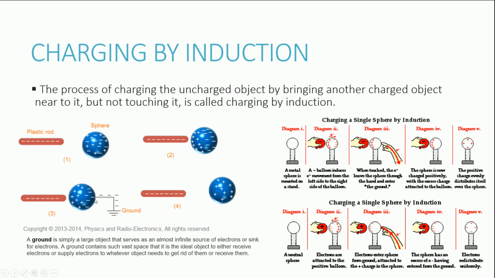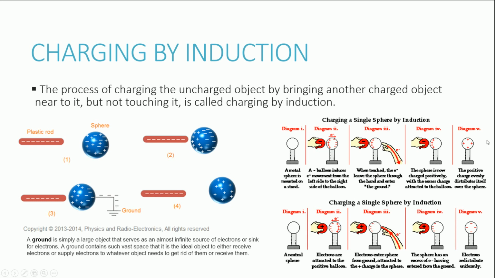Now, it doesn't necessarily have to be a wire that leads to the ground here. You can simply touch the sphere on the right hand side, and you as a person, your skin, can act as something that can conduct the electrons and receive the electrons and lead them to the ground. Okay, so this is exactly what we'll be looking at in this diagram here.